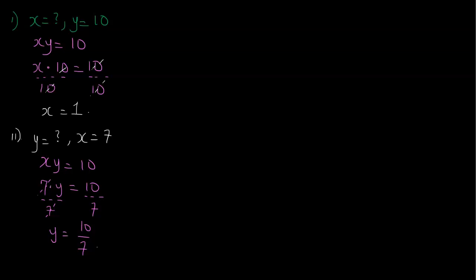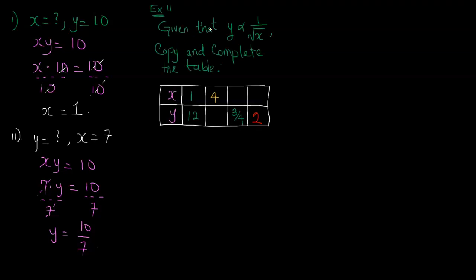The second question. Here is example 2. Given that y is inversely proportional to root x, copy and complete the table. So here is the table with 2 rows. The first row contains the values of x, and the second row contains the values of y.